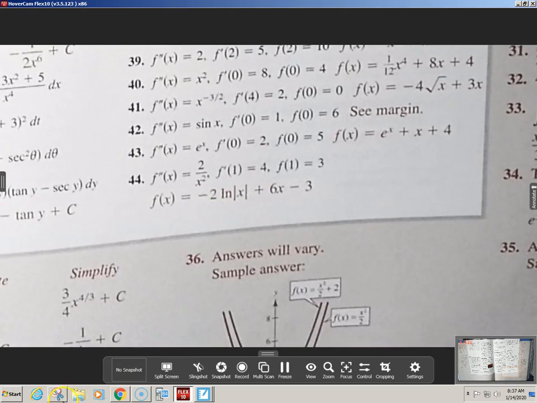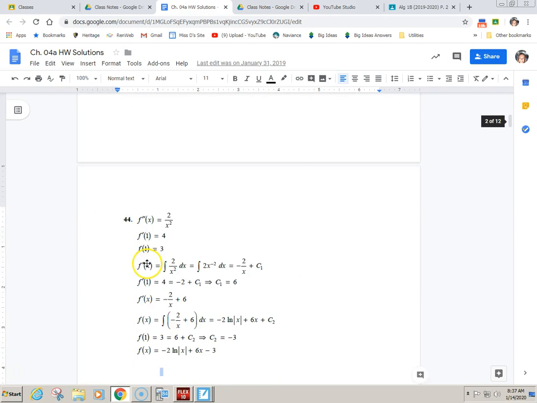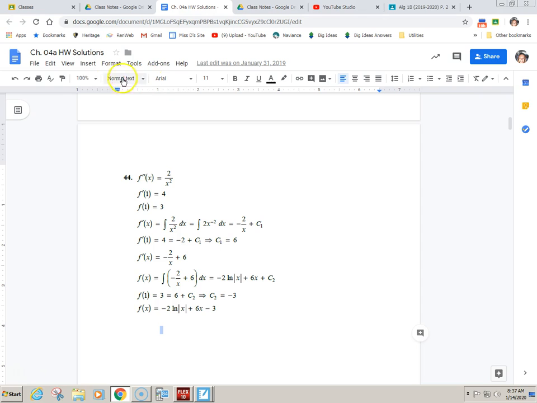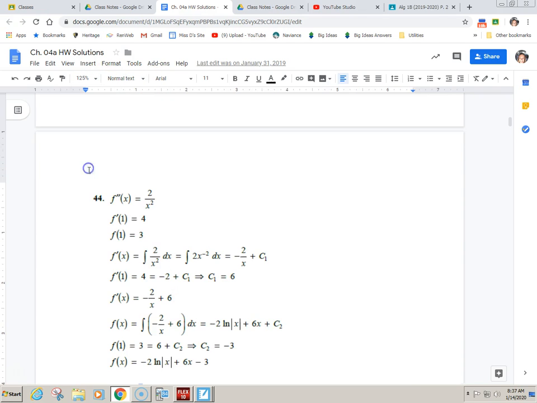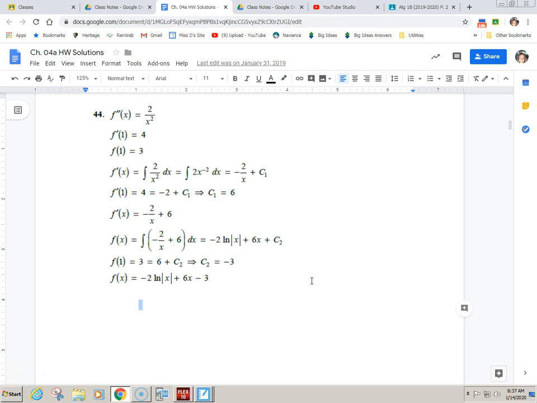Kathleen, it's this one, right? Yeah. Okay, I'm going to go straight to the answer key. Did you realize with the second derivative, you have to go backwards 2 steps? Did that make sense? Because I got 41, so I knew how to do 44, but I think I made a mistake along the way. What did you get for f prime of x? I got negative 2 over x squared.